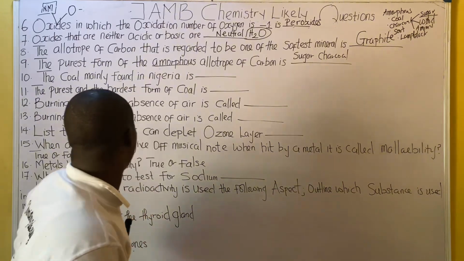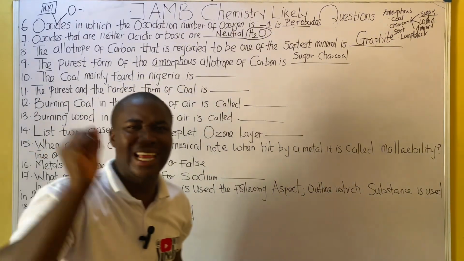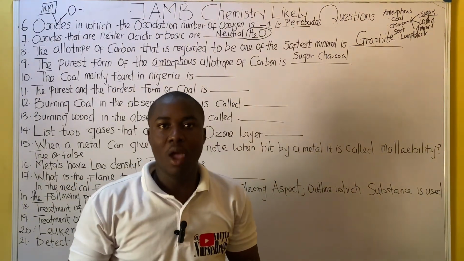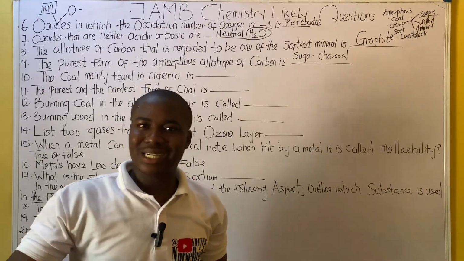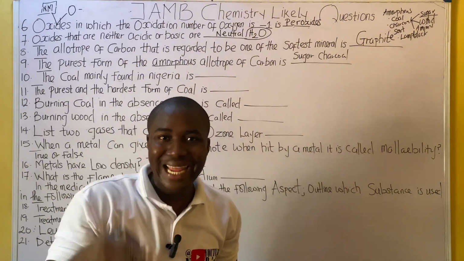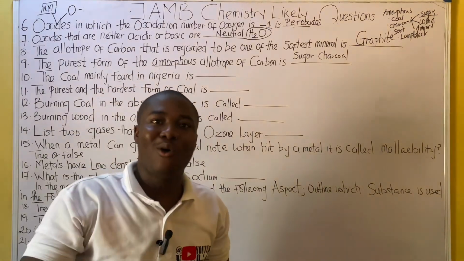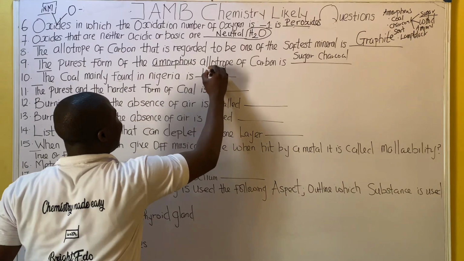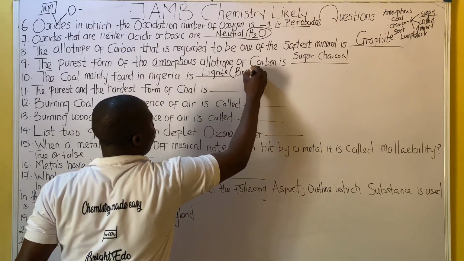Moving further, question number 10 says the coal mainly found in Nigeria is what? We have different examples of coal: bitumen, anthracite, peat, and lignite. Lignite is also called brown coal, and this is the coal that is mainly found in Nigeria. If we don't call it lignite, we call it brown coal.